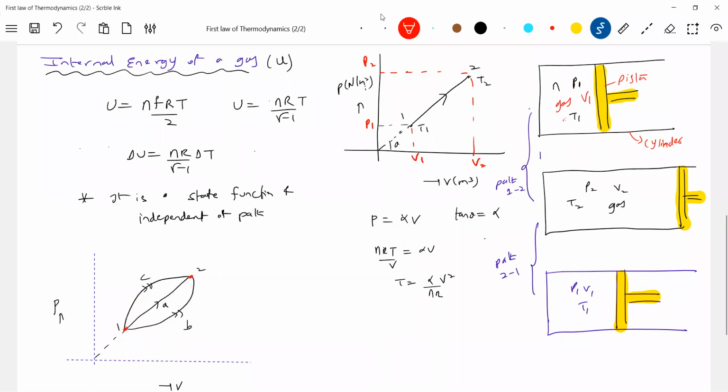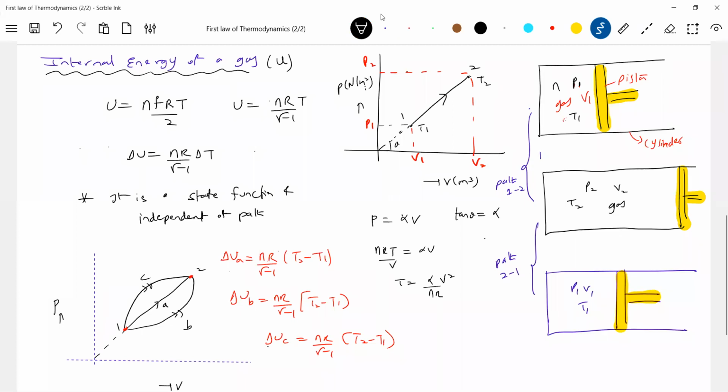So what happens to internal energy? Internal energy depends only on, according to the formula, for path A, nR over gamma minus 1, T2 minus T1. For path B, nR over gamma minus 1, T2 minus T1. For path C, nR over gamma minus 1, T2 minus T1. So with this, can anybody say anything about the change in internal energy for all these paths? So therefore, what does it mean? Independent of path.